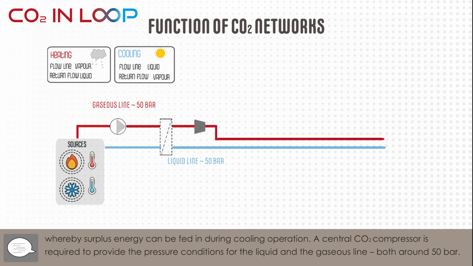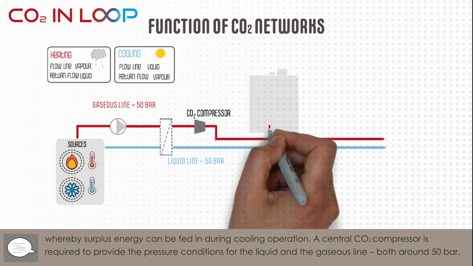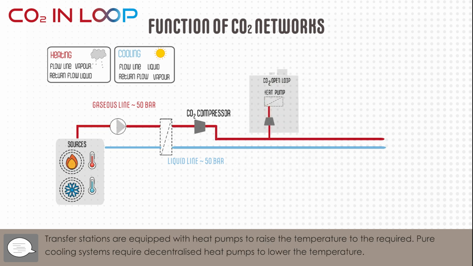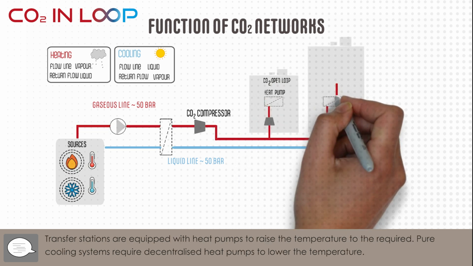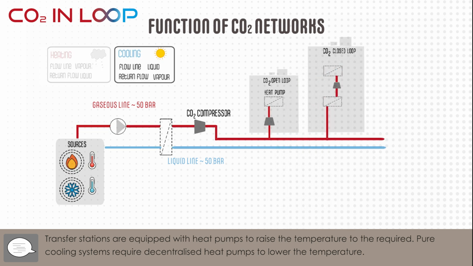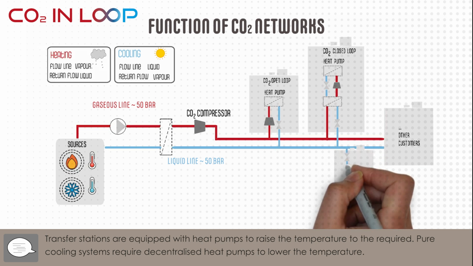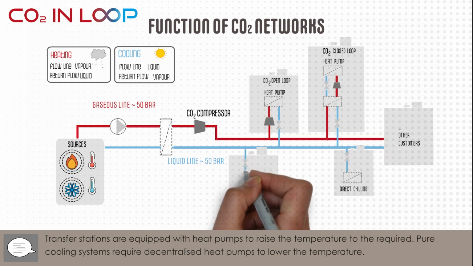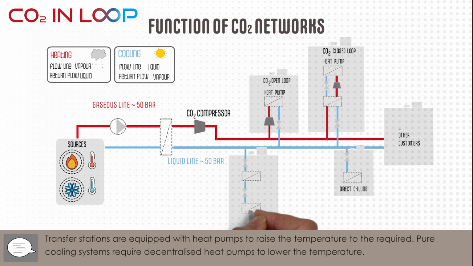The network also requires a central CO₂ compressor, which ensures that the pressure in the gases is high enough to prevent condensation. Heat pumps are required for decentralized transfer stations, consumers, in order to raise the temperature to the required level during heating operation. In many cases, cooling can take place directly. A pure cooling consumer does not necessarily need a decentralized heat pump. If temperatures below 10 degrees Celsius are required, a decentralized heat pump can be used to lower the temperature. Other low temperature sources can easily be integrated into the network.